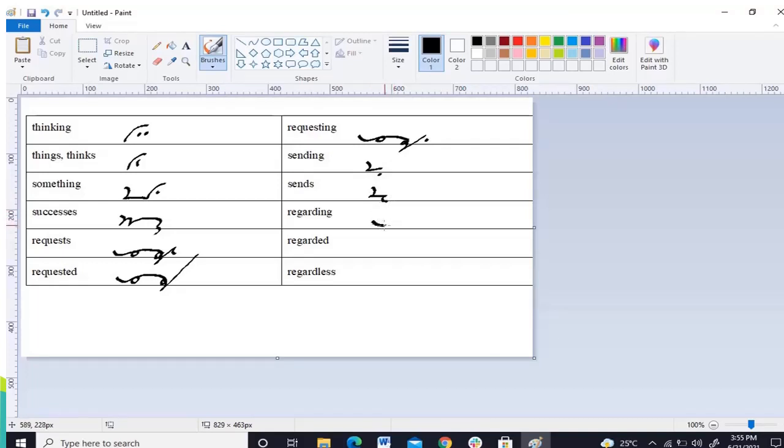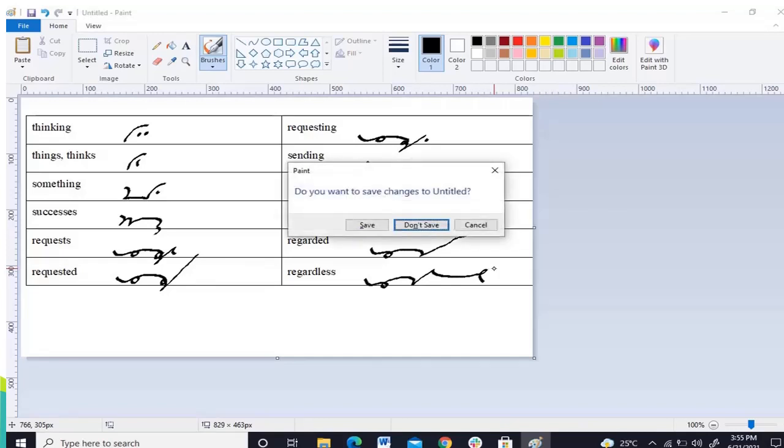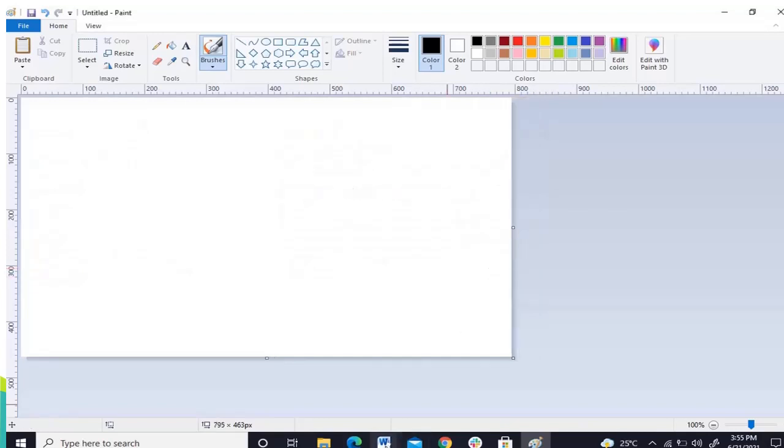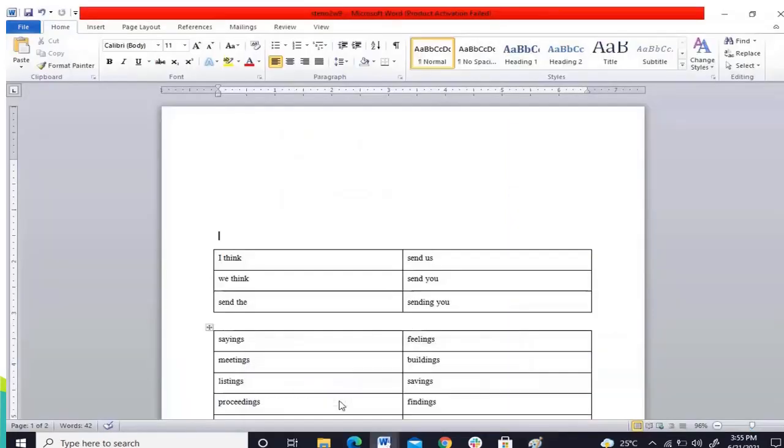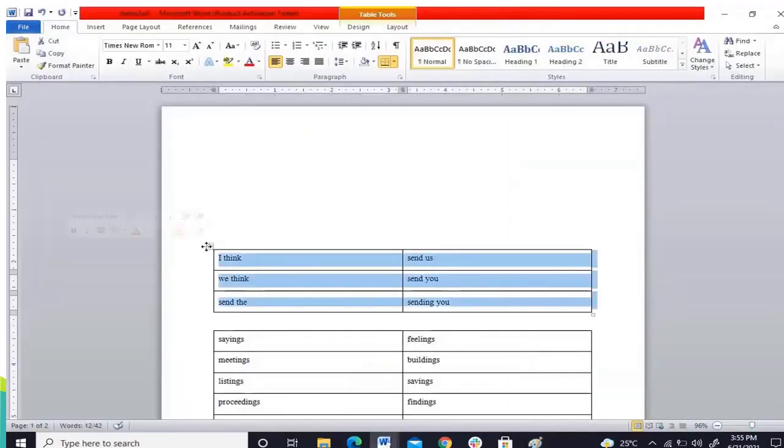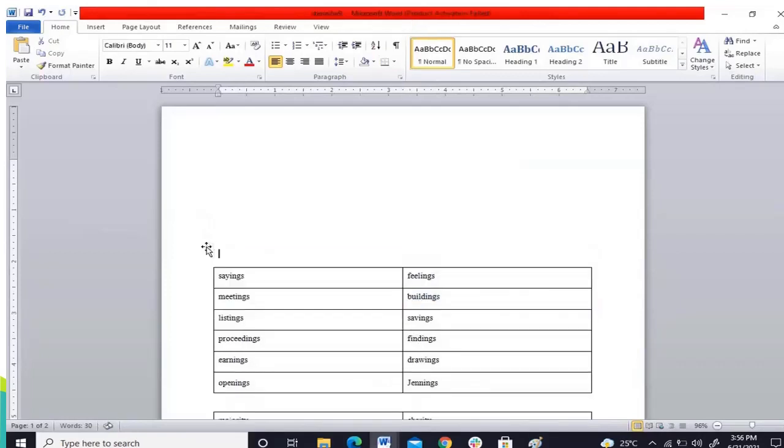Regarding. So, we have regard. And then, our ding. Regarded. So, we have regard. Dead. Regardless. We have regard again. And then, we have less. Okay, so those are our brief form derivatives. Now, we also have our brief form phrases. Okay? So, kung masyado akong mabilis, naulit ko po, kung may mga hindi kayo nasundan na strokes, please go back and try to do it again hanggang sa makuha ninyo ng tama.